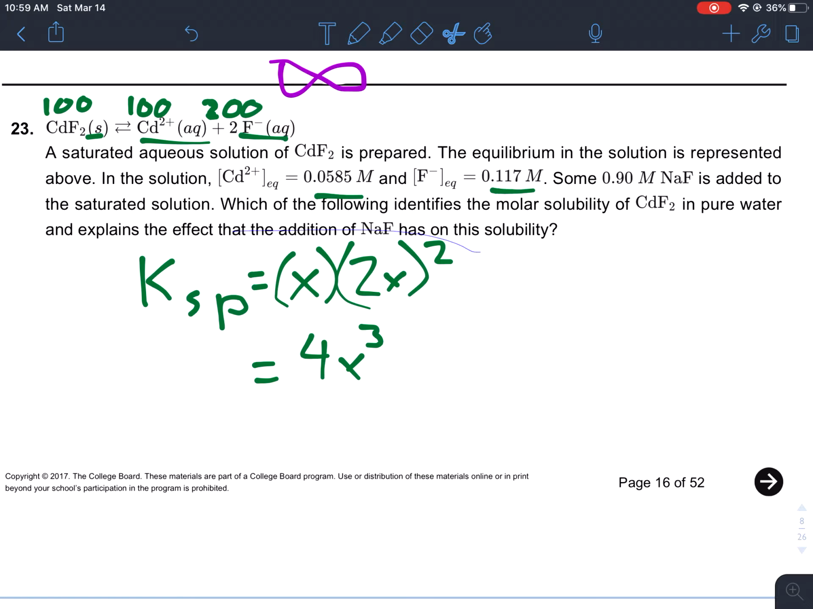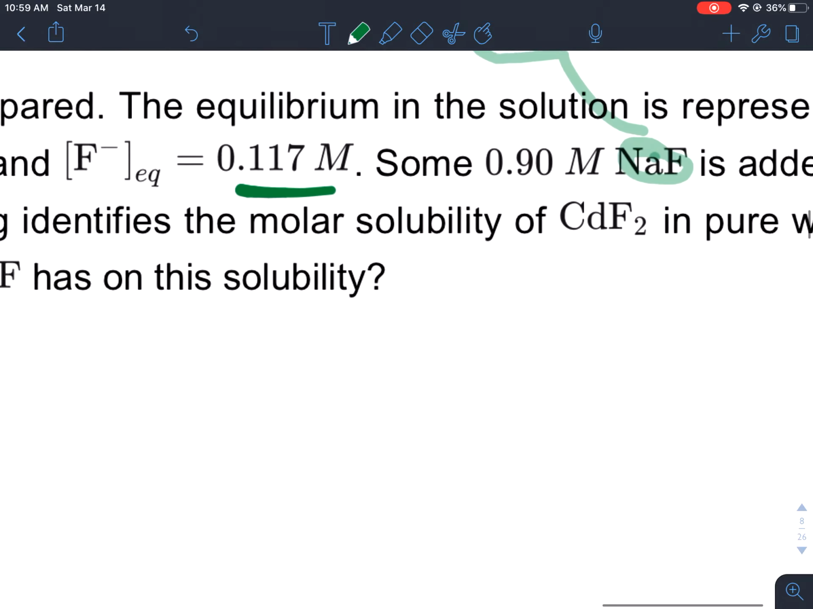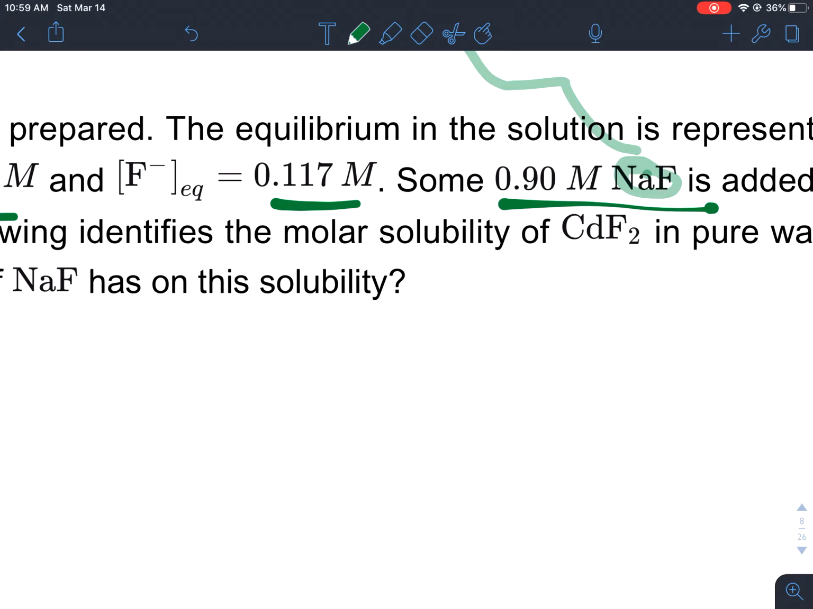Now think about this. What is Na? Na is a spectator, so it goes away. So really, when you add 0.9 molar of NaF, you're really adding 0.90 molar of F minus. Okay, that's really what you're adding.